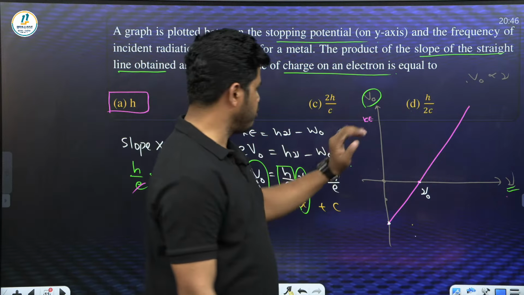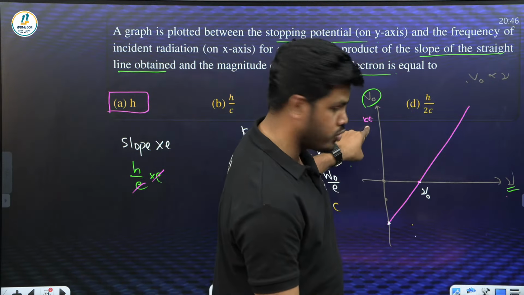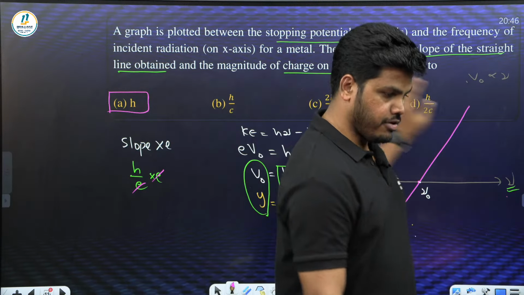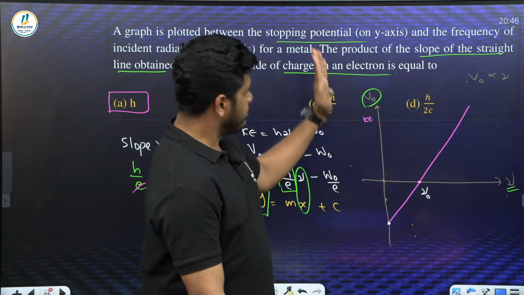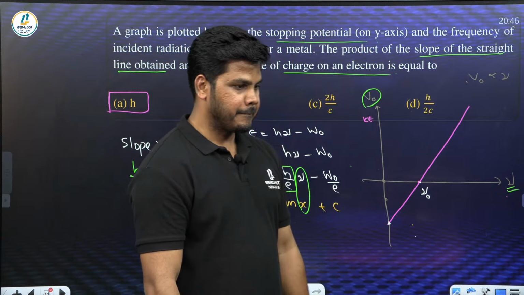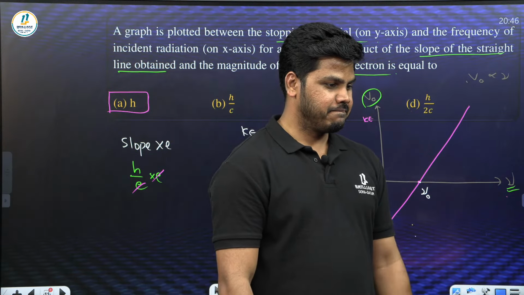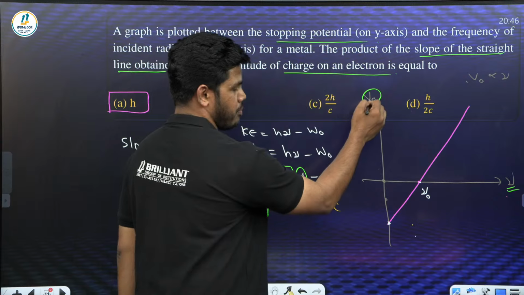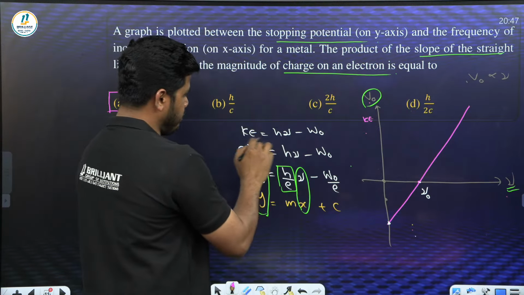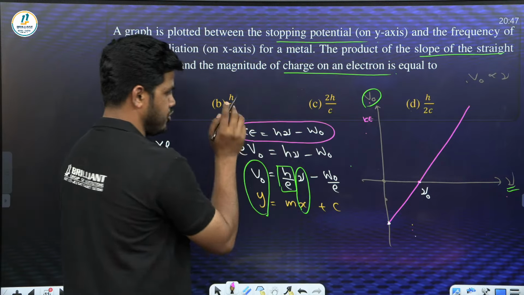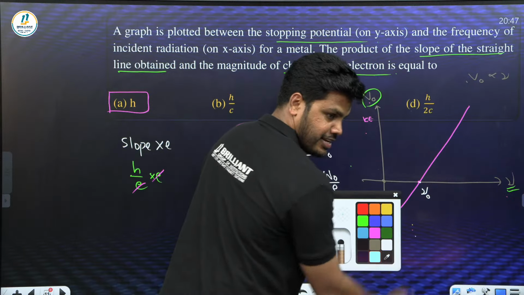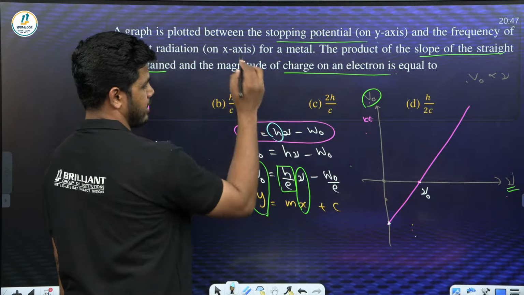Do you remember what the slope of the graph is if I change stopping potential into kinetic energy? If I change this V naught into kinetic energy, what will be the new slope? Stopping potential is replaced by kinetic energy, so the slope will be obtained exactly from this equation: kinetic energy is equal to h nu minus work function. Yes, it is h only. It is Planck's constant. That will be the slope.